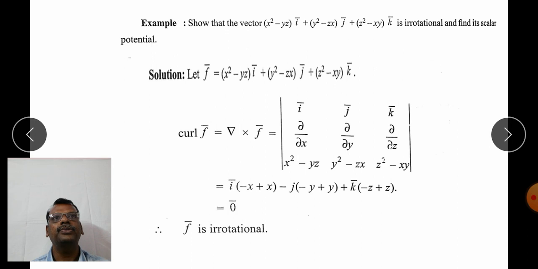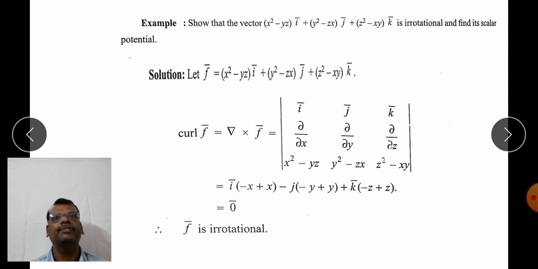Now we have to do some problems on scalar potential. Show that the vector x square minus yz I bar plus y square minus zx j bar plus z square minus xy k bar is irrotational and hence find its scalar potential. In this problem, we have two parts. In the first part, we have to prove that F bar is irrotational. In the second part, we have to find the scalar potential function.